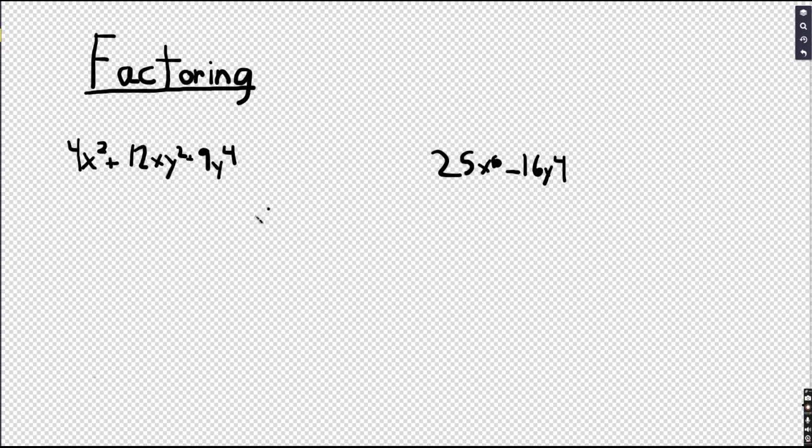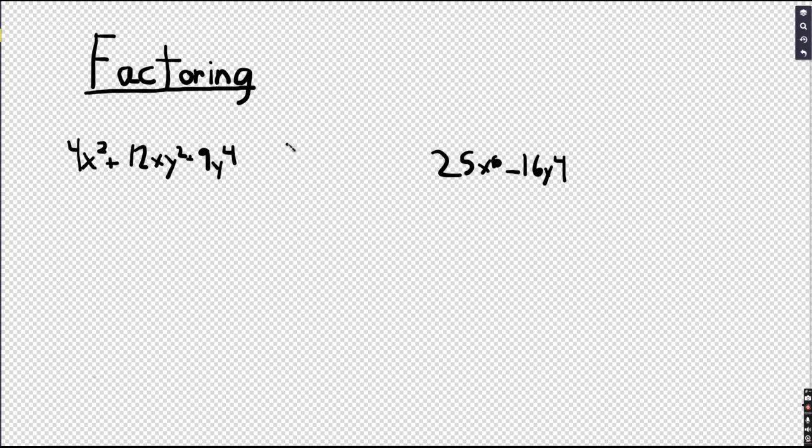So let's look at this first one over here, and try it on your own. Pause the video, try it on your own if you want. So let's get into it. So 4x squared plus 12xy squared plus 9y to the fourth. Okay. So let's try to figure out something. So we know that it's definitely not the difference of squares that I've talked about, like a plus b times a minus b, but it could be squaring a binomial.